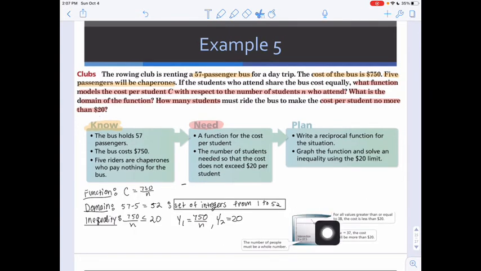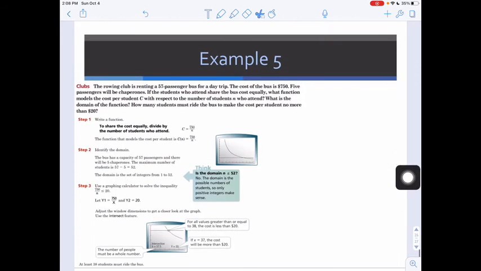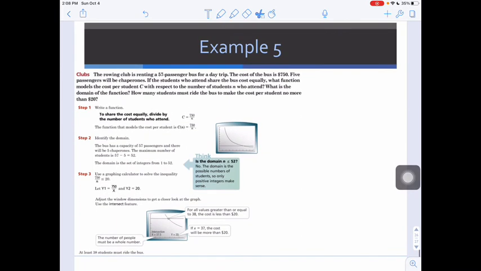So here's an example of what that graph will look like. This curve right here is going to be the 750 over N. We're only looking at the first quadrant because we're talking about students on a bus and cost. Now this straight line right here is going to be the y equals 20. So this intersection point right here is when x equals 37.5. However, the number of people must be a whole number. If we choose 37, the cost will be more than $20, so we have to round up. So for all values greater than or equal to 38, the cost is less than $20. All of this work is written out on the next slide.